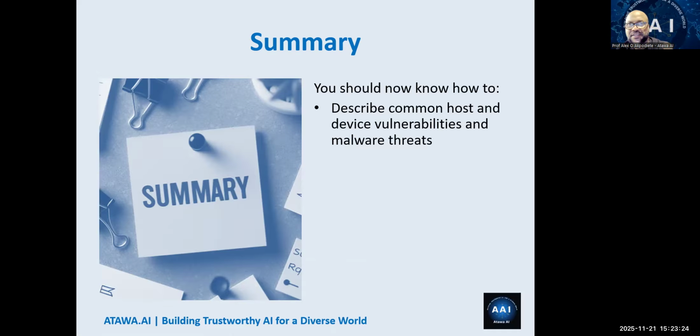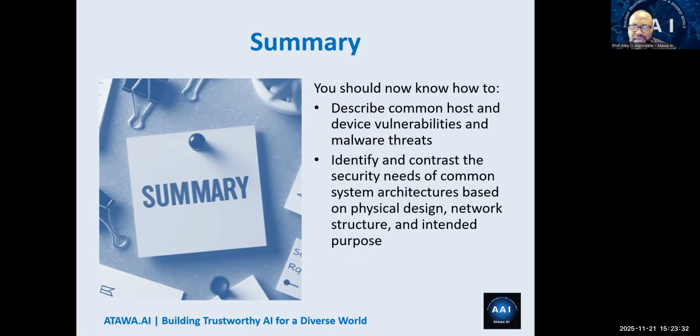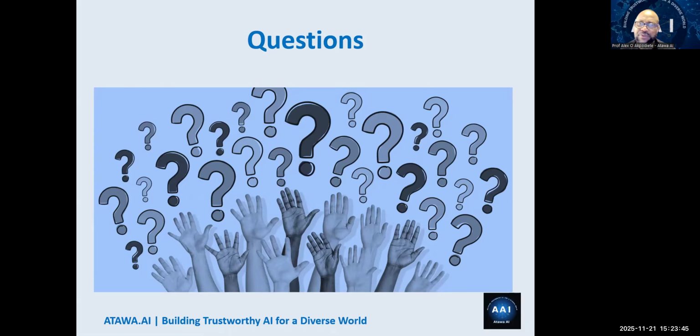So in summary, by now I've tried to describe common host and device vulnerability and malware threats. We looked at how to identify and contrast security needs of common system architecture based on maybe the physical design, network structure, and then their intended purpose.